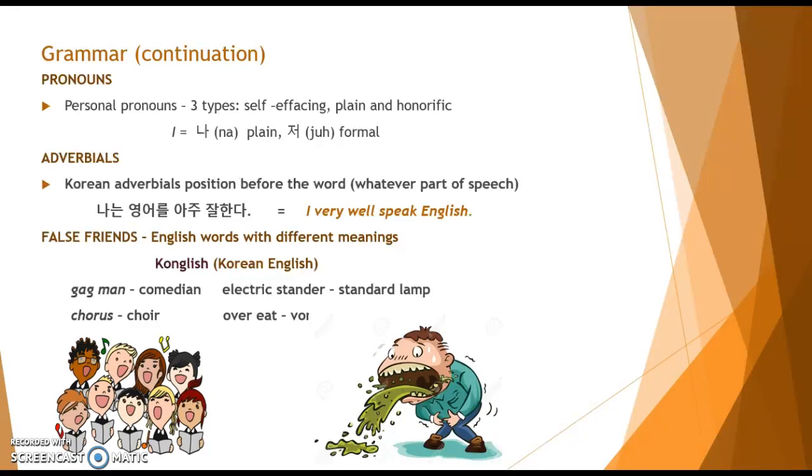And the last is false friends. English words with different meanings, or they also call it Konglish, Korean English. So gagman is comedian, chorus is choir, overeat is vomit, electric standard is standard lamp.